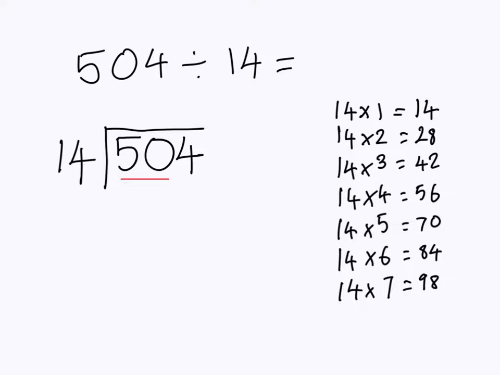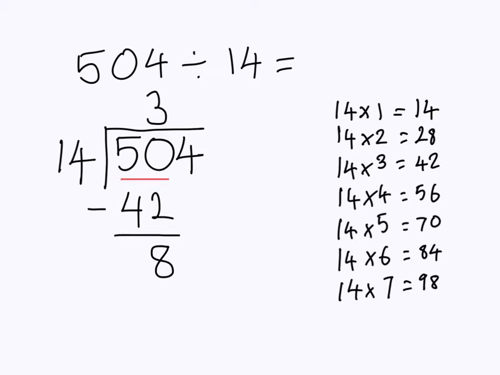I therefore go over to my list of multiples and try and find the multiple just below 50, the first one below 50. 56 is too much, so here we go, 42. So I can see 3 lots of 14 is 42, so I can write my 3 above the tens column. I need to then subtract 42 tens from 50 tens to see what we have left, and I can see we have 8 tens left.